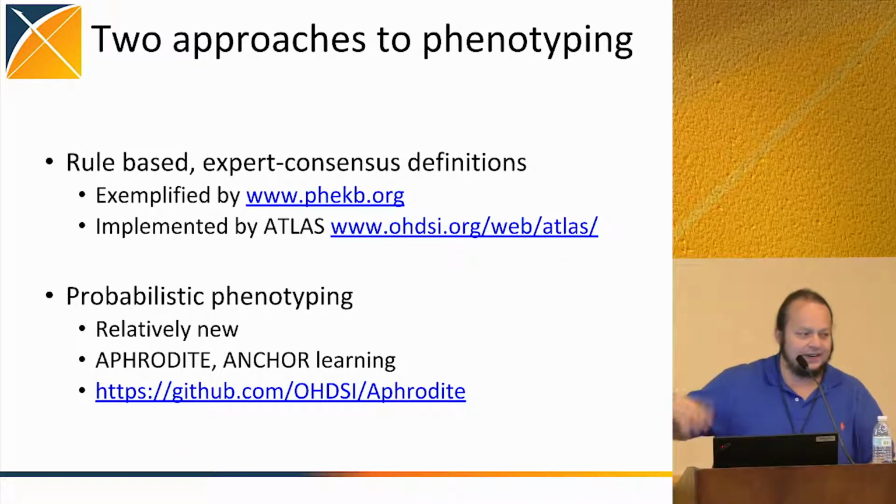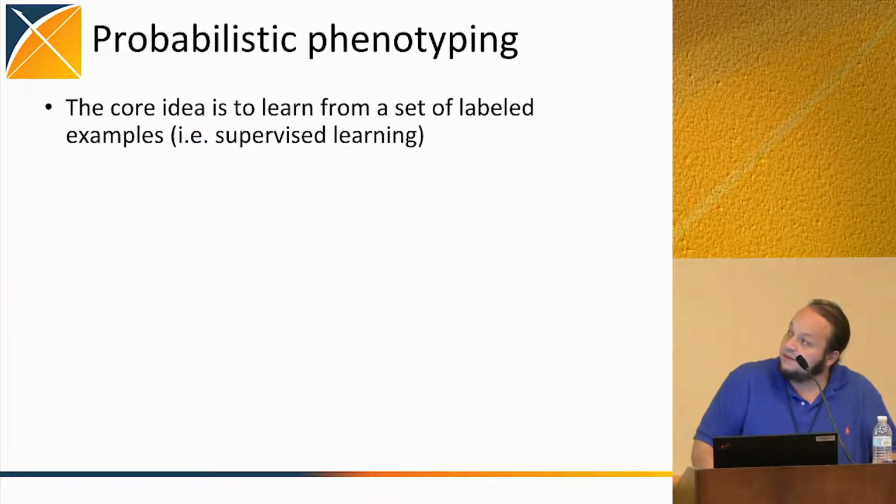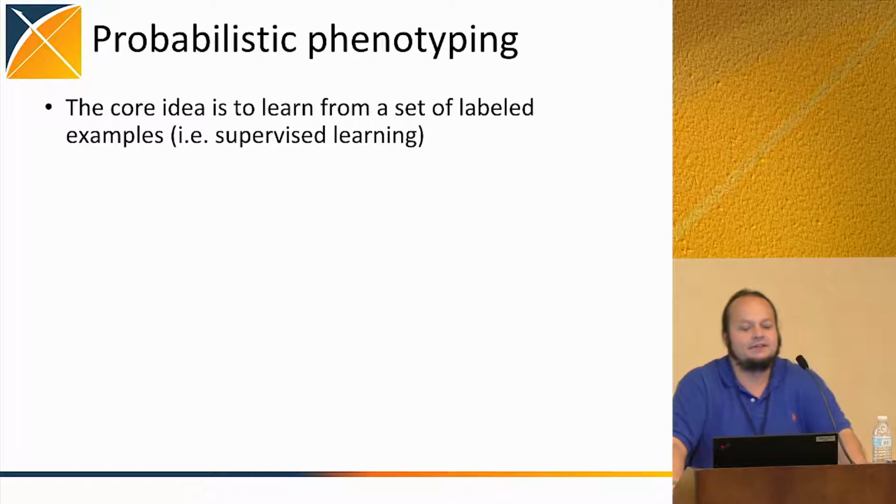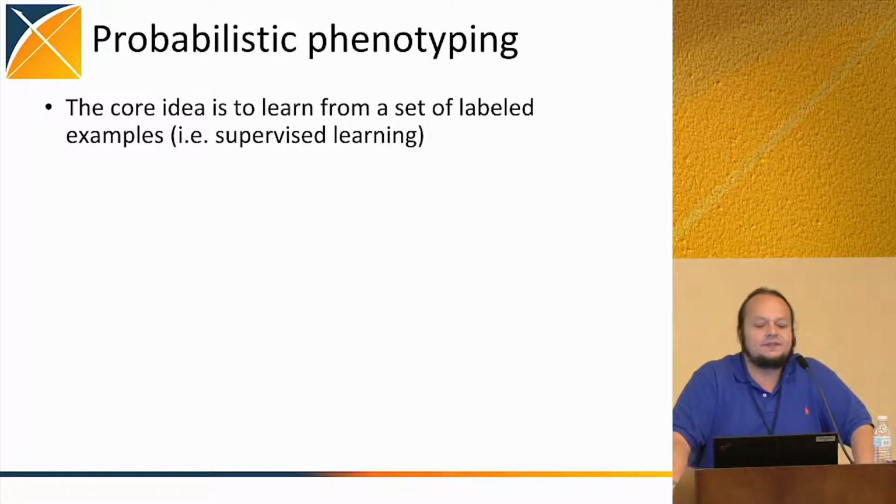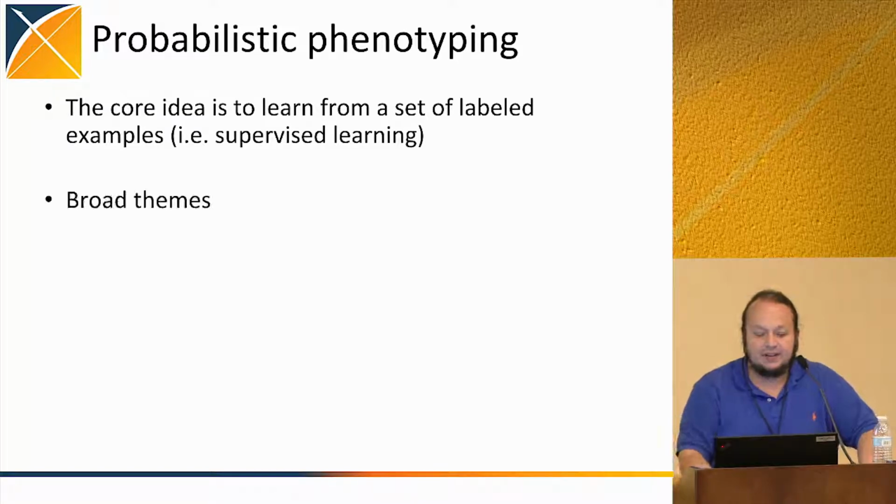Yeah, and I'll talk about that a little bit more in detail. So for probabilistic phenotyping, at least for APHRODITE, the core idea is to learn from a set of labeled examples. So this is supervised learning.